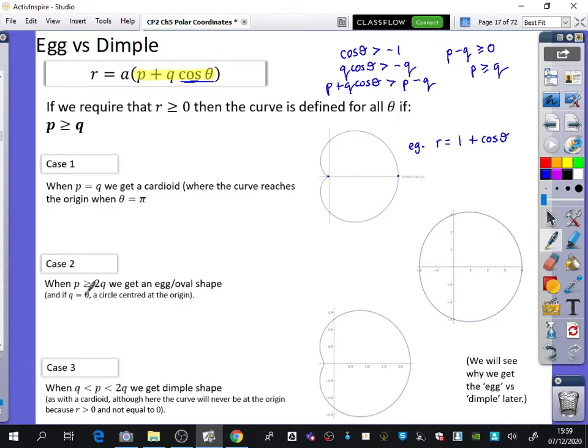And it says if Q is equal to 0, you get a circle. Why does that work? What happens if Q is equal to 0? What would the equation be?